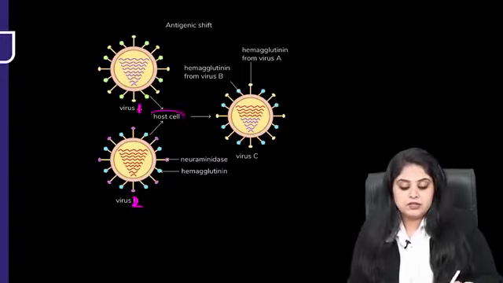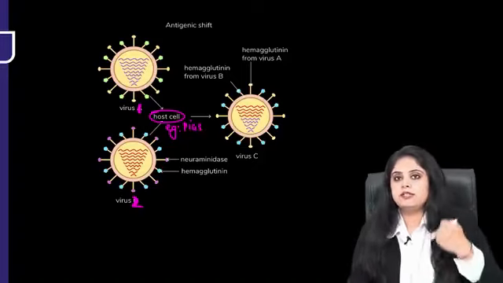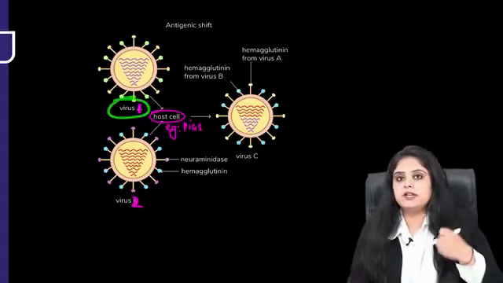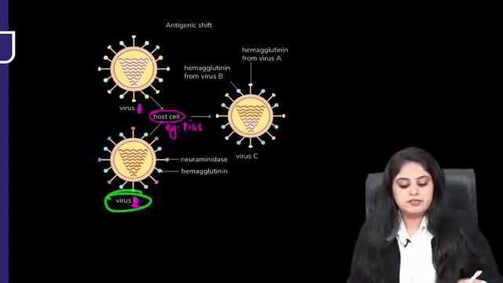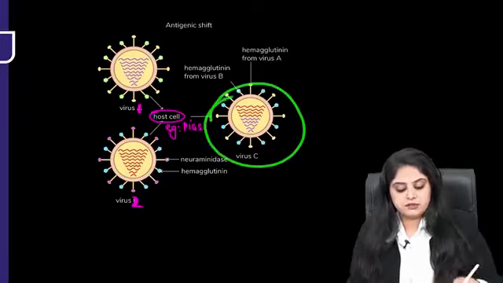They enter into the same host cell. For example, let's take the example of some animal like pigs. So in pigs, what happened? Influenza type 1 virus also went into the respiratory cells. Influenza type 2 virus also went into the respiratory cells. Can you see a new virus has formed?